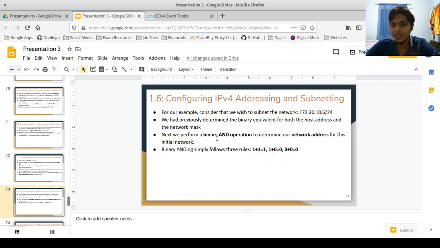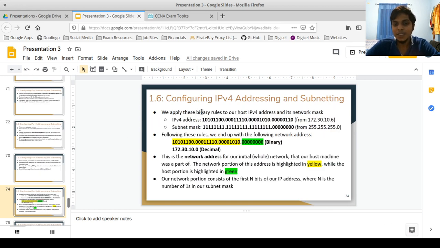So we perform a binary AND operation. So binary ANDing simply follows 3 very simple rules. A 1 and another 1 is 1, 1 and 0 is 0, and 0 and 0 is 0. So just remember those 3 operations. If you binary AND 2 1s together, you get a 1. If you AND a 1 and a 0, you get a 0. And if you AND a 0 and a 0, you get a 0.